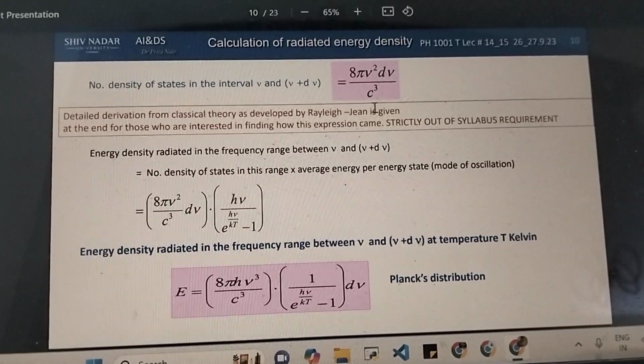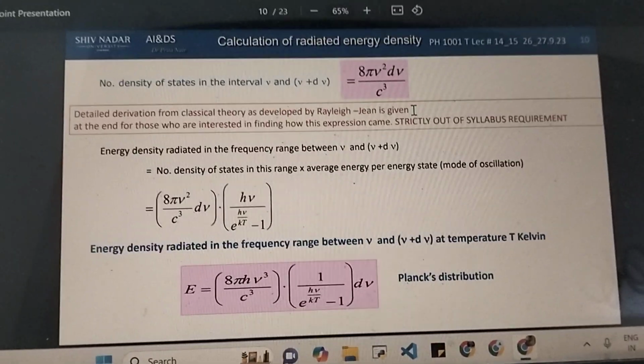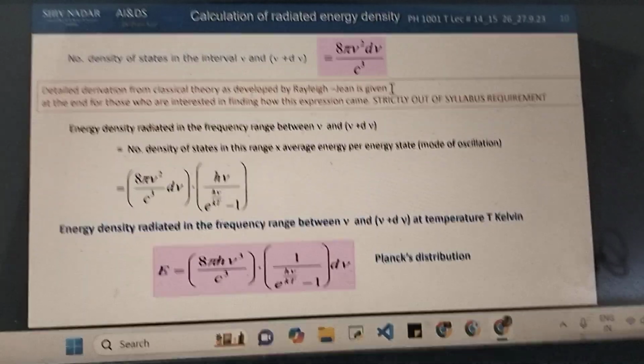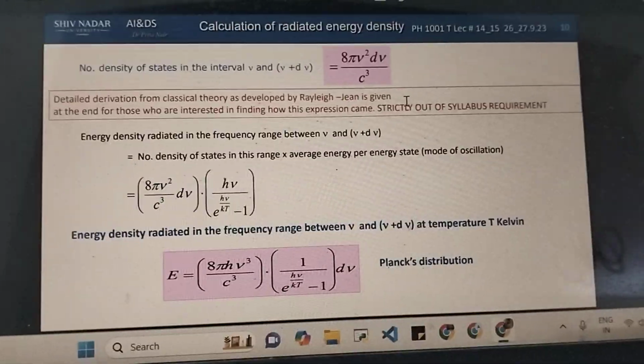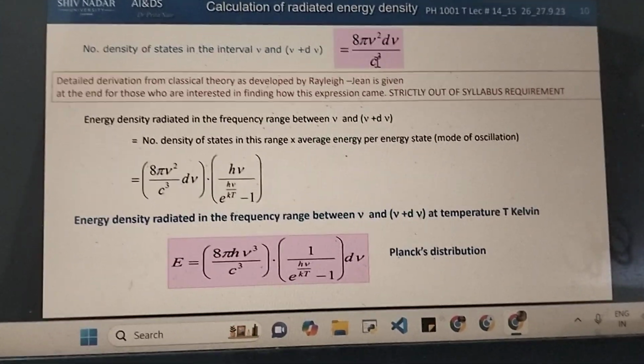So how did this come about? This was derived by Rayleigh-Jeans, but the derivation is not part of our course, so we will not go into it. We will just accept this as a given.